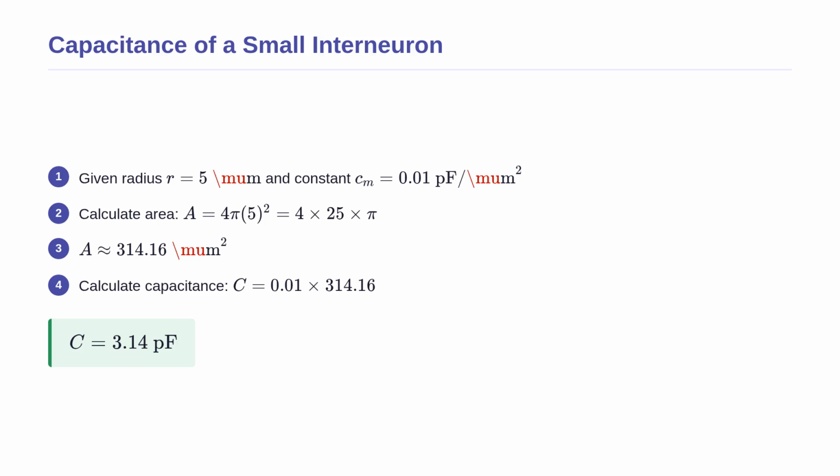Let us apply these formulas to a concrete example. Imagine we are examining a small interneuron in the human spinal cord with a perfectly spherical cell body and a radius of 5 micrometers. We know the specific membrane capacitance is 0.01 picofarads per square micrometer. We need to calculate its total membrane capacitance.